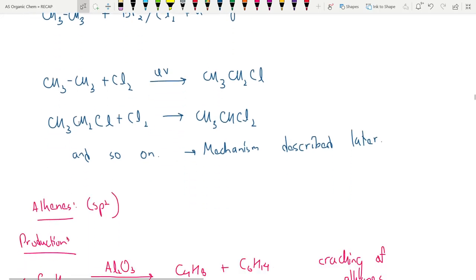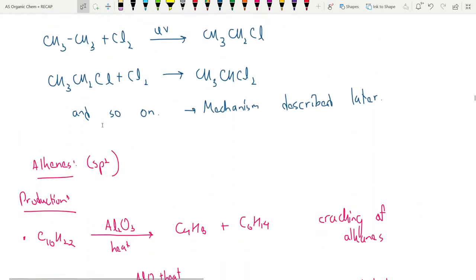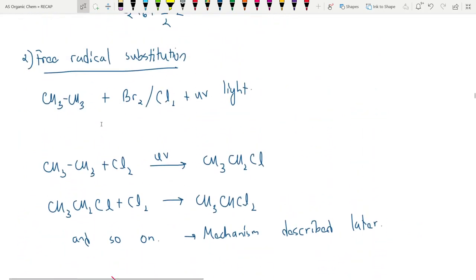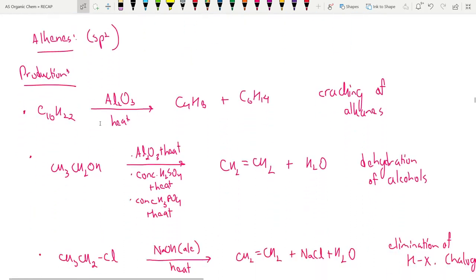All alkanes are sp3 carbons, by the way, 109.5 degrees and tetrahedral in shape. All alkenes are sp2 carbons. They have a 120 degrees bond angle, and the shape is trigonal planar. So to produce alkenes we have multiple routes.